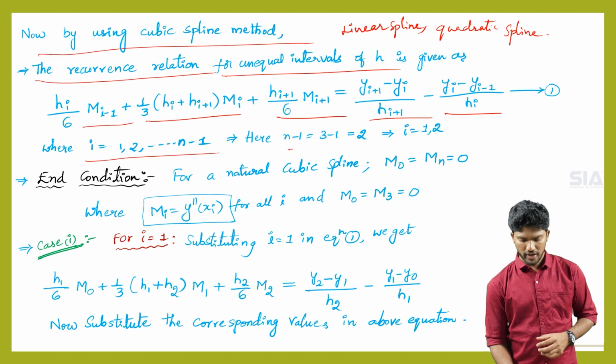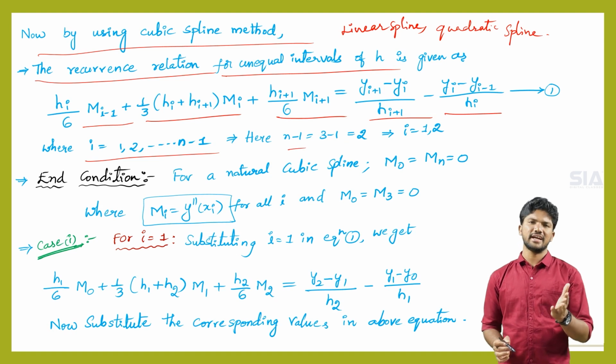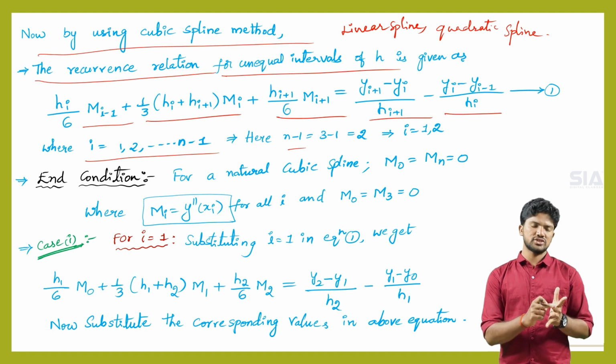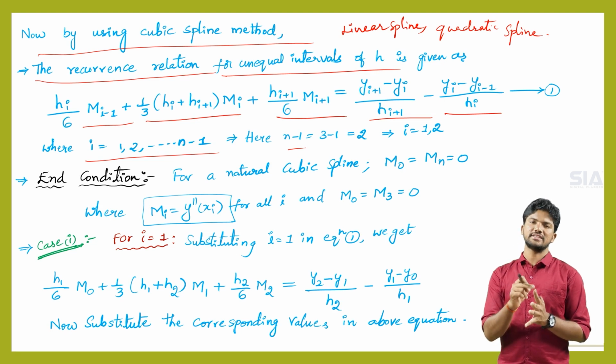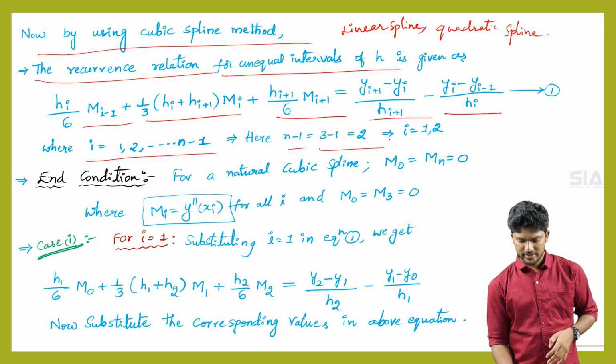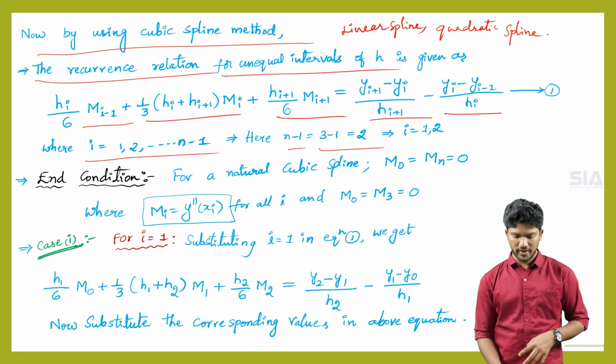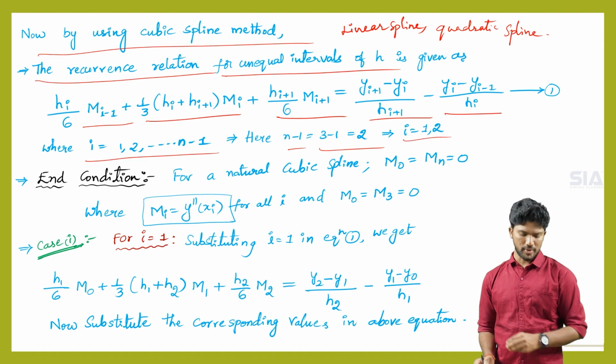Here, you know, n is equal to 3. What is 3 here? x0, x1, x2, x3. Okay, small x suffix n is equal to 3 here. So therefore 3 minus 1 is equal to 2, so therefore for i is equal to 1, 2.